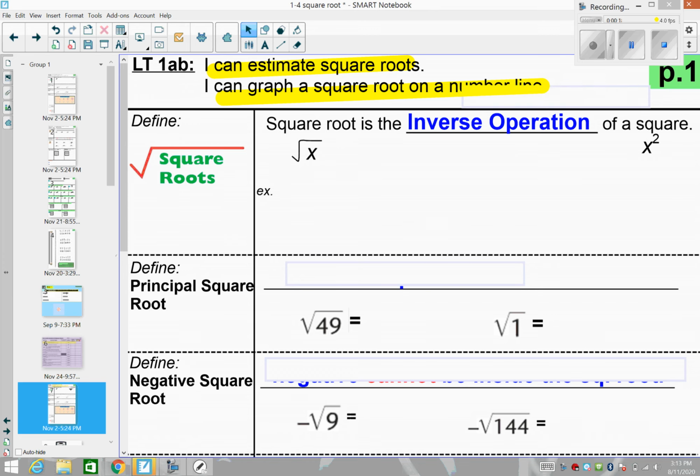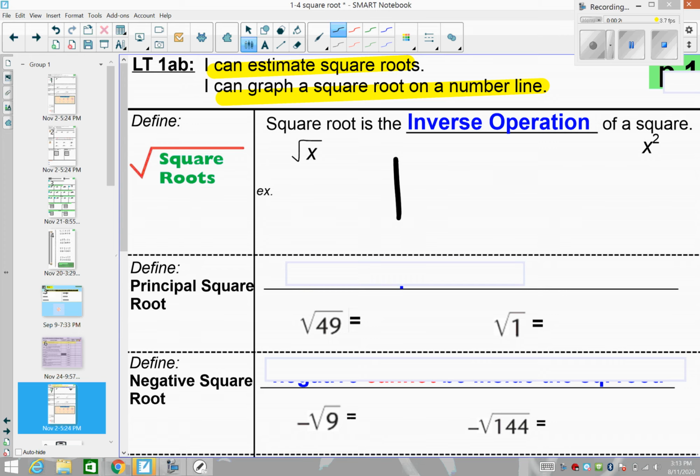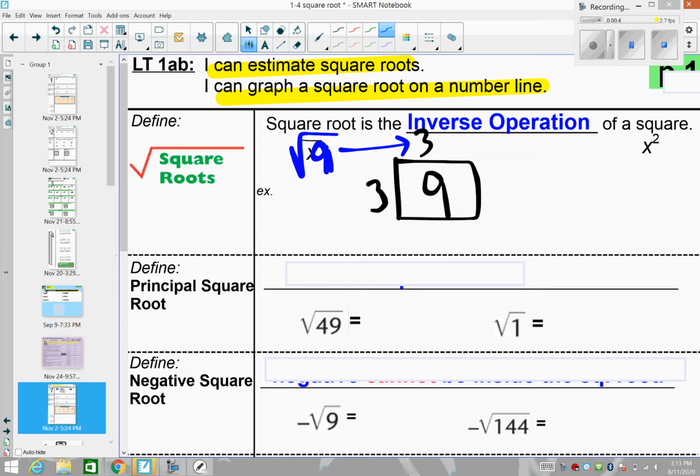So square root is the inverse operation of a square. So for example, if we think of a square that has the area of 9, we know that what's special about the square is that the sides of the square are the same. So it would be like a 3 by 3 square that has an area of 9. So this symbol means if we undo the area, what's the side length? So 3 squared equals 9. So to undo, the square root of 9 equals 3.